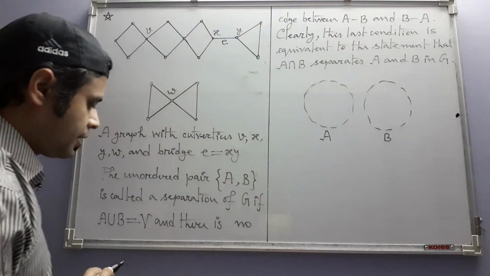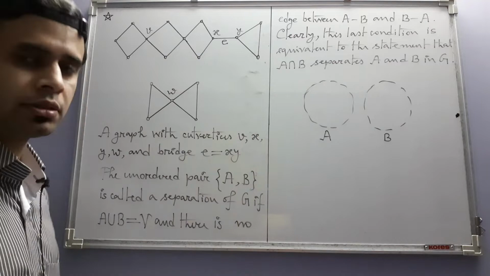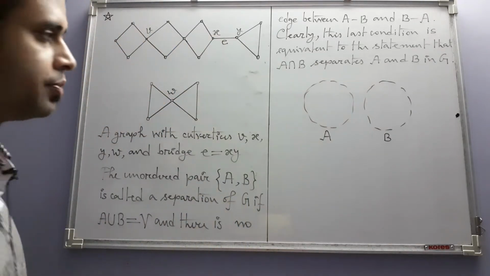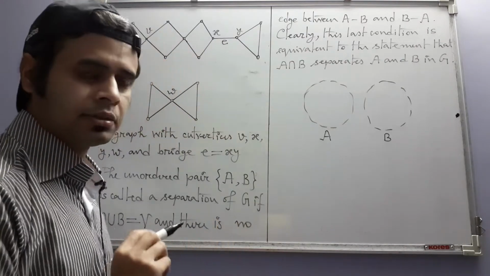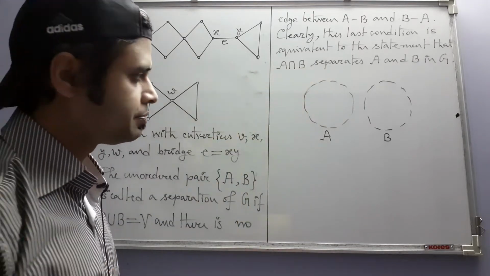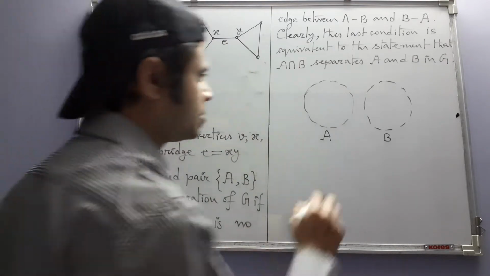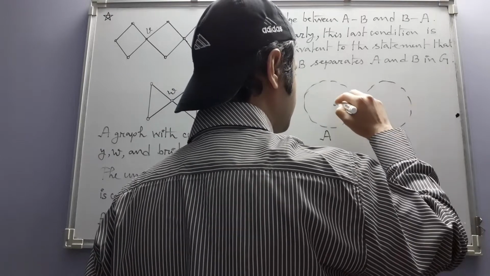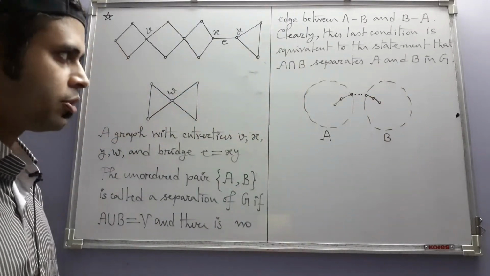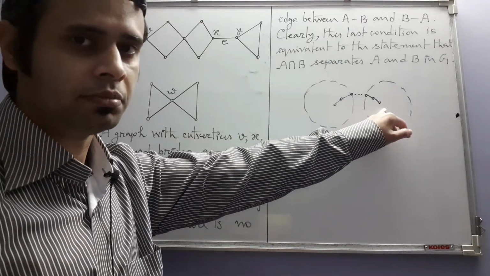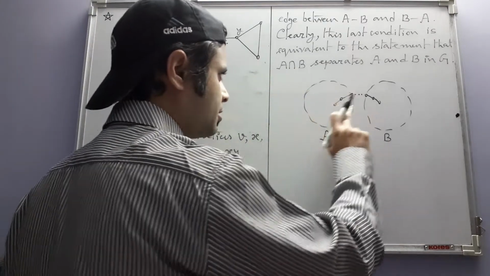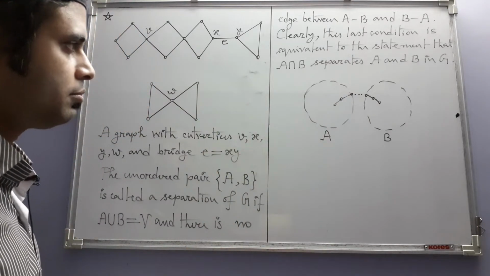So first assume that this is a separation of G. Suppose now you want to show that A intersection B separates A and B. That means every AB path in G should contain at least some vertex from A intersection B. Suppose that is not the case, then there exists an AB path joining a vertex from A to a vertex from B that does not have anything from A intersection B. None of the vertices in this path belongs to both A and B.